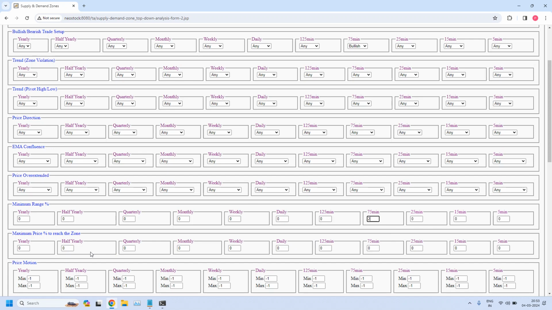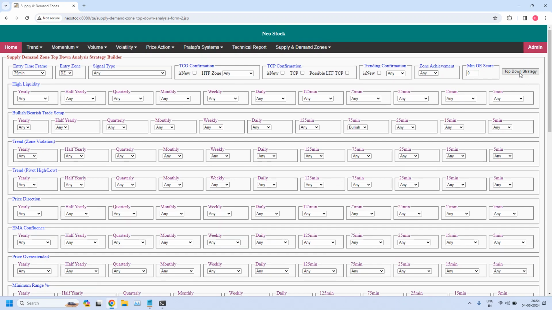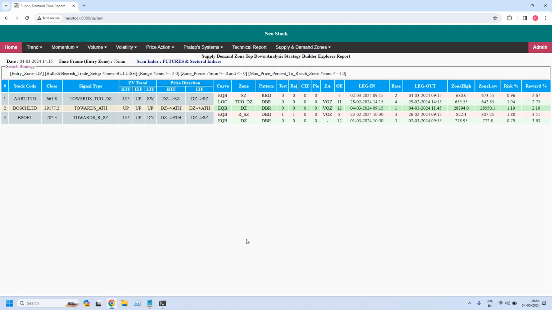And here also we will generate two different reports. The first report is within 1% close to the 75 minutes demand zone. The second report is within 2% close to the 75 minutes demand zone. First I am setting 1%. Within 1% close to the 75 minutes demand zone, any stocks that are there will be filtered. Now these three stocks are near 1% to the demand zone.